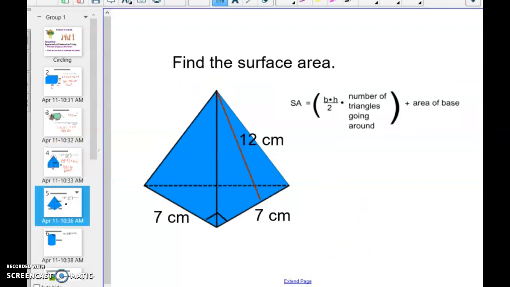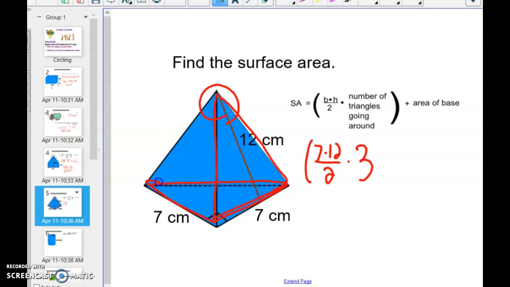Second one's a little bit trickier because we have a triangular pyramid here. That means my base is a triangle and my sides are triangles, but unfortunately those are not the same shaped triangles. So first the triangles going around: base of 7, height of 12. And there are 3 triangles going around because it's a triangular pyramid. So 7 times 12 divided by 2 times 3. My triangles going around would be 126.